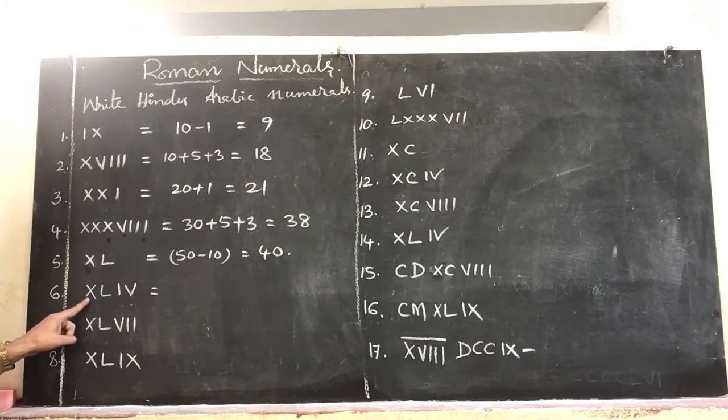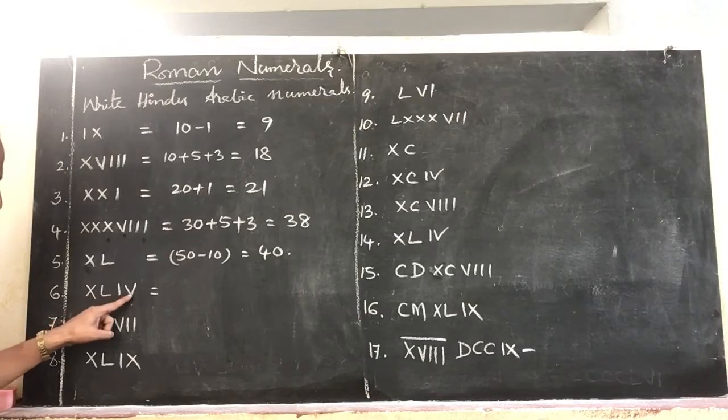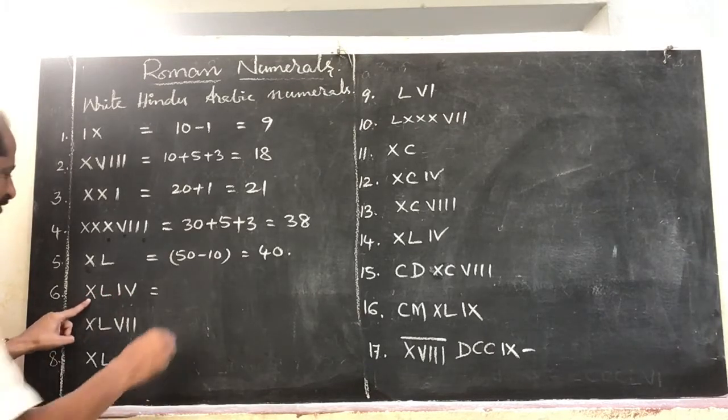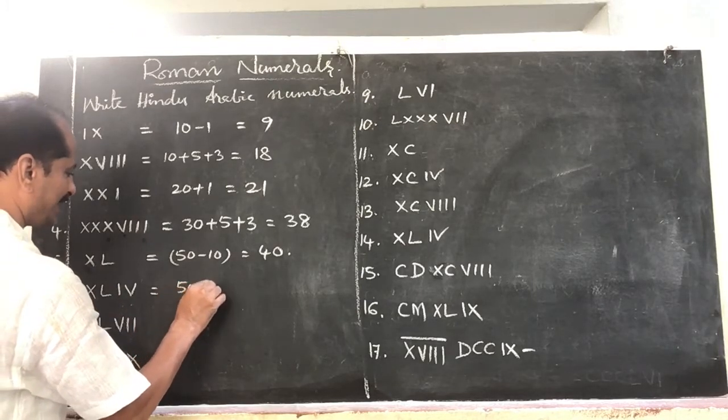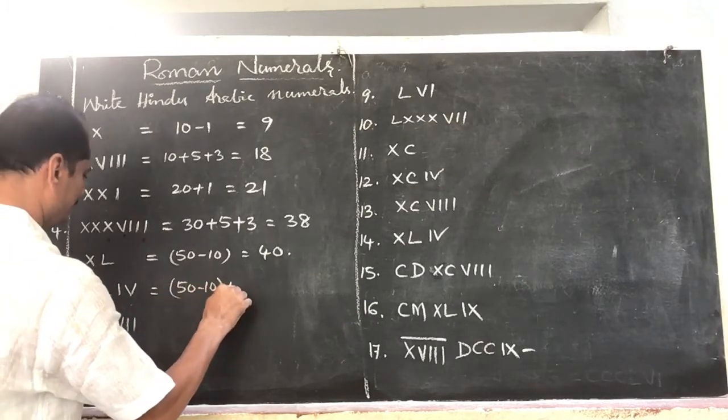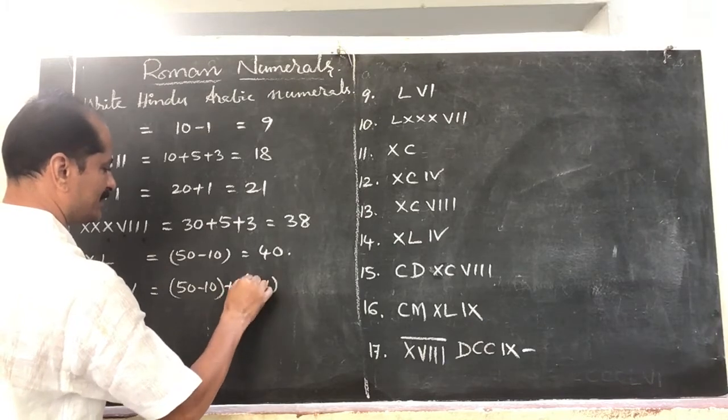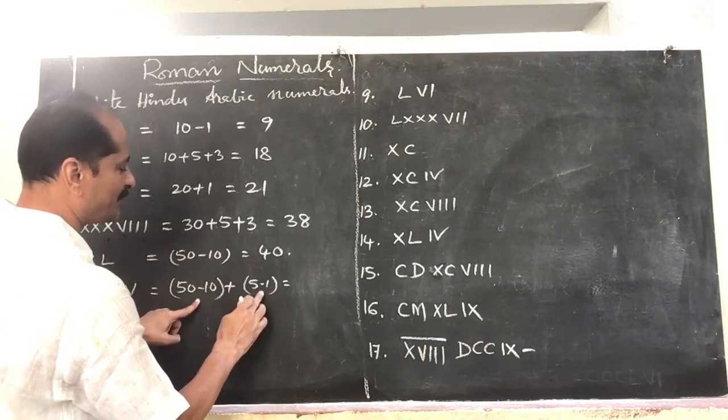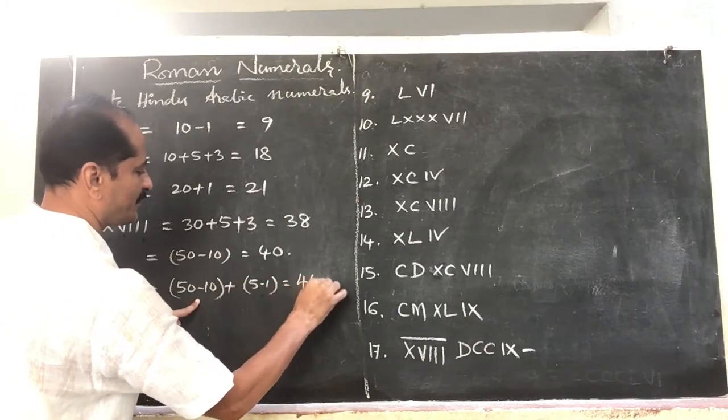So 50 minus 10. V is greater, I is smaller. So here also 5 minus 1. So 50 minus 10 plus 5 minus 1. So that is equal to 50 minus 10, 40 plus 4 is 44.